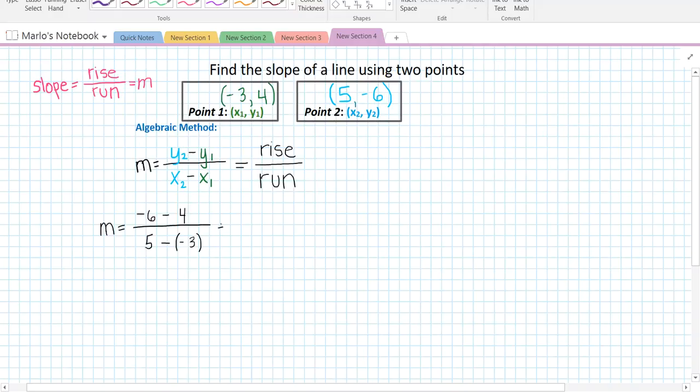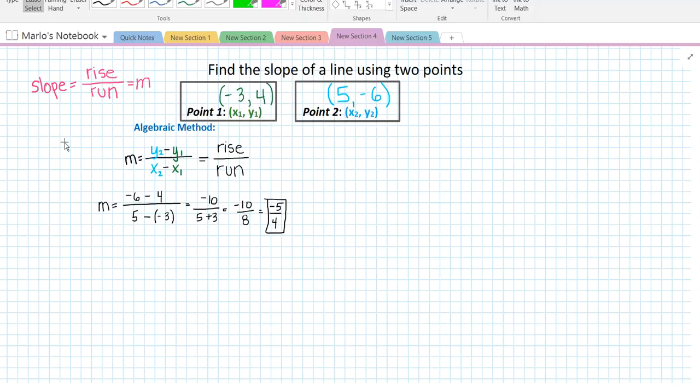And so now we can simplify. So -6 minus 4 is -10, and 5 minus -3 would be the same as 5 plus 3. So now this equals -10 over 8. And we can actually reduce this fraction. 10 over 8 becomes 5 over 4. So we have -5 over 4. And that is our slope.